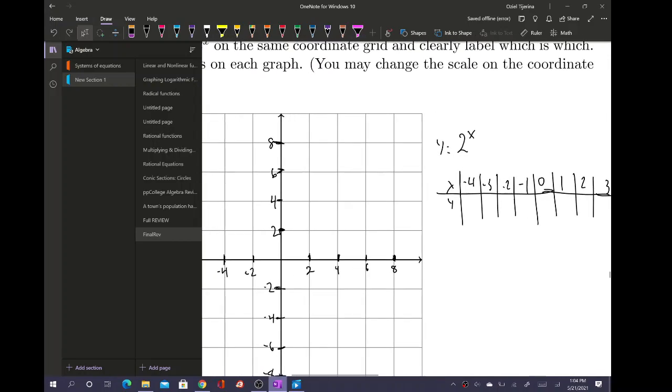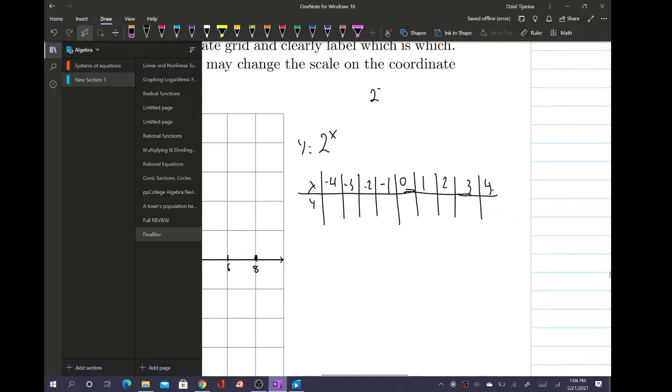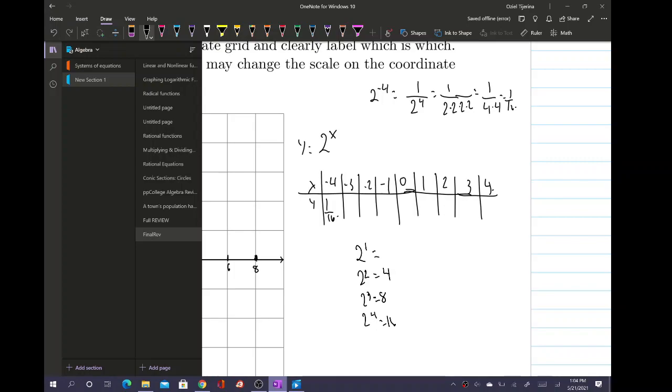Now if we do 2 to the negative 4, for example, that's 1 over 2 to the 4th, which is 1 over 2 times 2 times 2 times 2, which is 1 over 16. Think about 2 to the 1st, 2 squared, 2 cubed, 2 to the 4th: 2 to the 4th is 16, 2 cubed is 8, 2 squared is 4, and 2 to the 1st is 2.